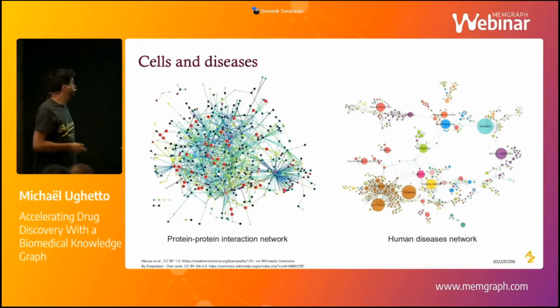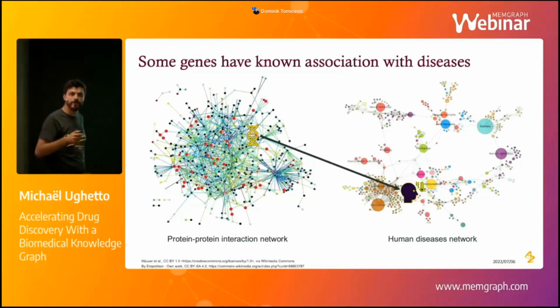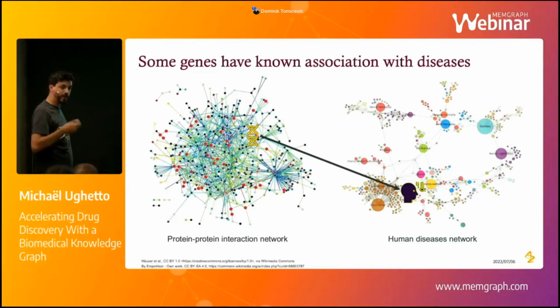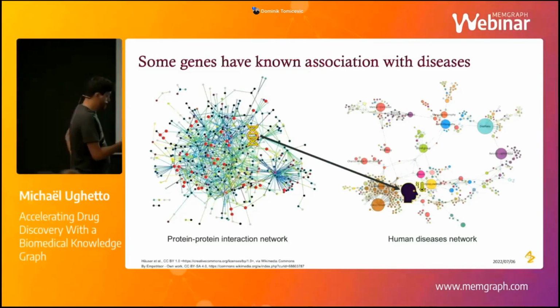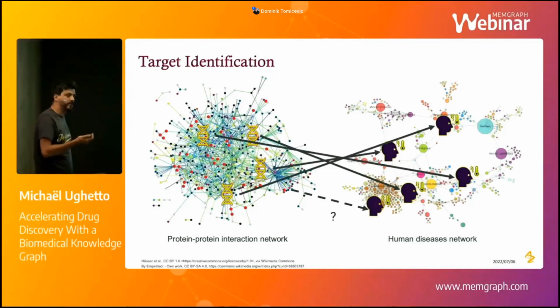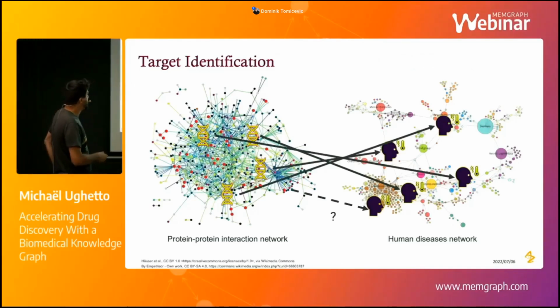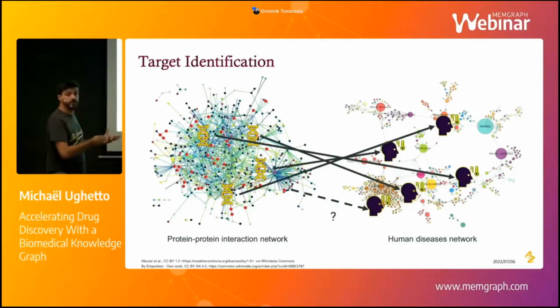The thing is, as you can expect, we have some prior knowledge, and we know that some genes or proteins, I'm conflating the two. If you are a biologist, you are going to be mad at me, but don't be. In practice, it's the same thing for us. So these genes, these proteins, are sometimes associated with known diseases. And we know that for quite a bunch of them. So the question of target identification is, how do we, for a new disease, figure out the good gene?